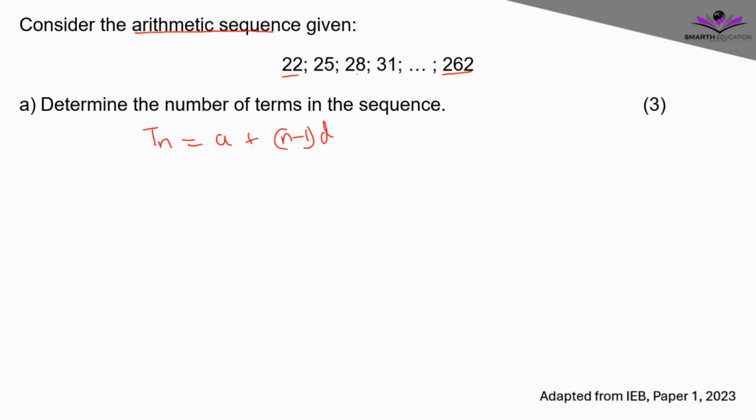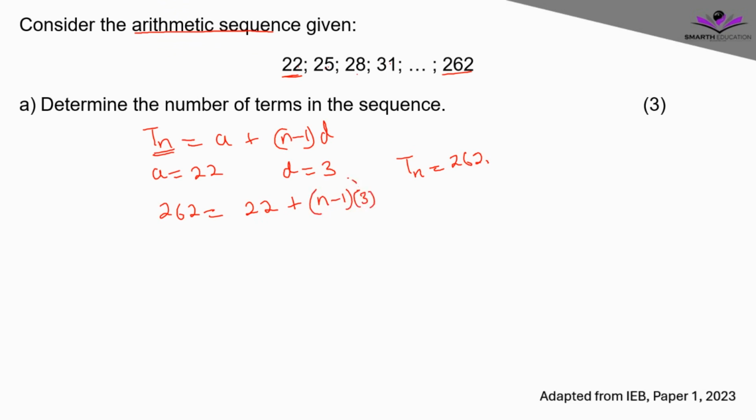Then our a is 22. You can write that one down. A is equal to 22. D is equal to 3. What else do we need? N, that's what we're looking for. Then our Tn, which is the last term, is going to be 262. Okay. Alright, let's substitute. 262 is equal to 22 plus n minus 1 times 3.